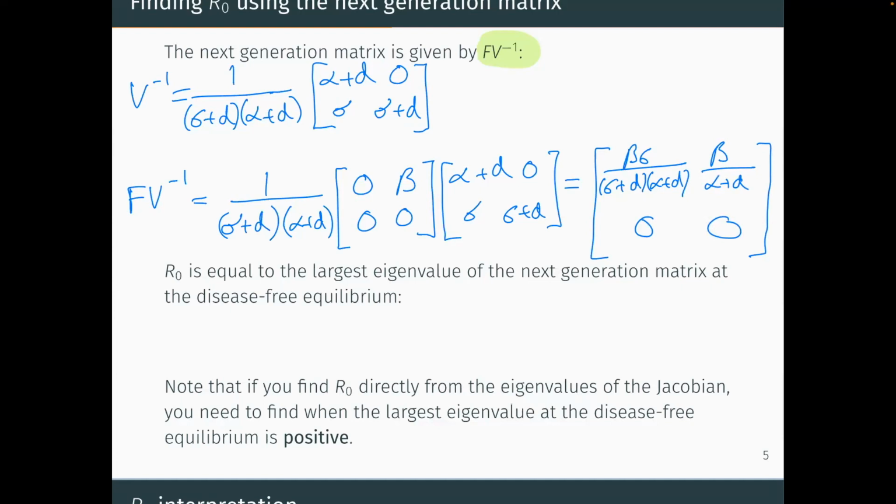And then now in this new next generation matrix, our R0 is equal to the largest eigenvalue of this matrix. And because this is a diagonal matrix, our eigenvalues are 0 and this element in the top left. So we can read it straight off. We don't have to solve the characteristic equation in this case. And often doing it using this method is a bit simpler. So this is now our R0. Beta sigma over sigma plus D times by alpha plus D.